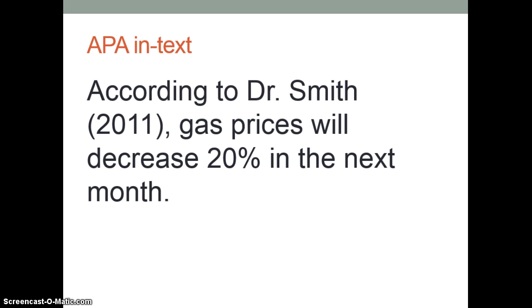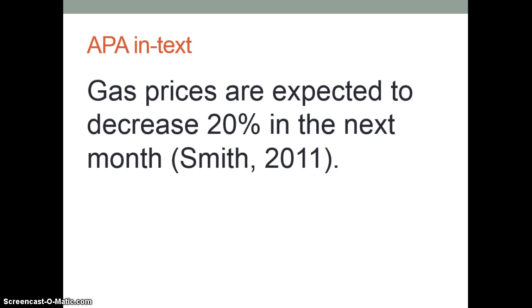Next, you can start incorporating those pieces of information within the sentence. So with this sentence, you can see Dr. Smith is a part of the sentence. So according to Dr. Smith, and then we have in parentheses the year of the publication, and then the rest of the sentence. Here we are emphasizing some type of credibility with Dr. Smith, and that's an important distinction between this example and this example.